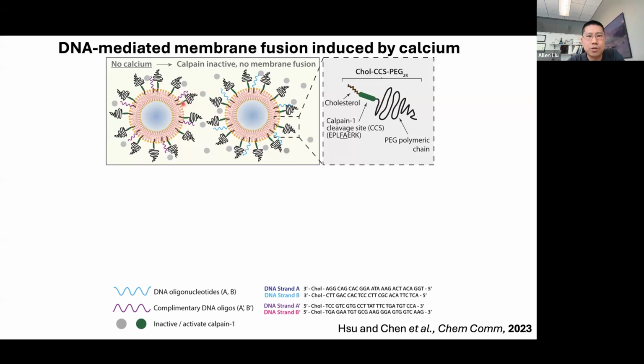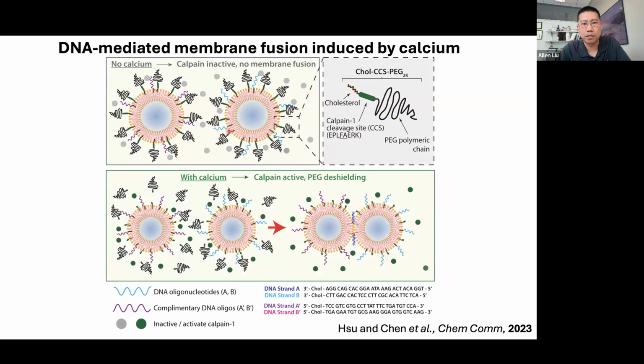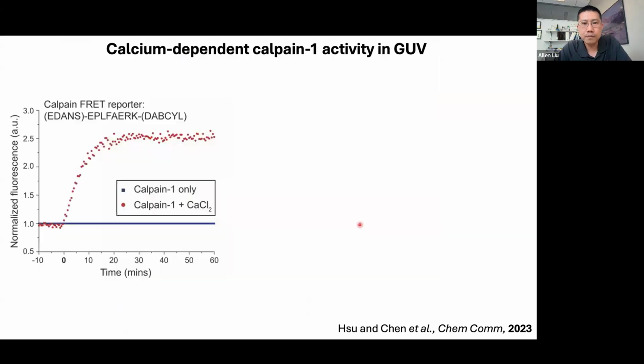Now, we can engineer a cleavage site for this PEG right here, which can be cleaved by calpain-1, a calcium-activated protease. If calcium is absent, then this PEG will stay on the membrane and shield the vesicles from binding and fusing with one another. If calcium is present, then the protease calpain would be active, liberating the PEG chains and allowing these two membranes to come together and fuse.